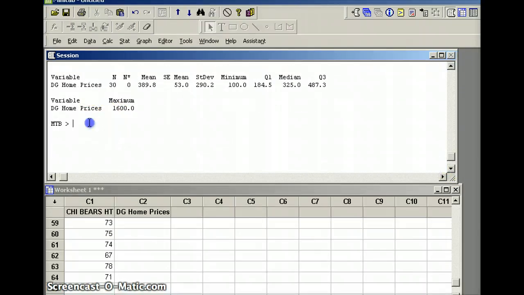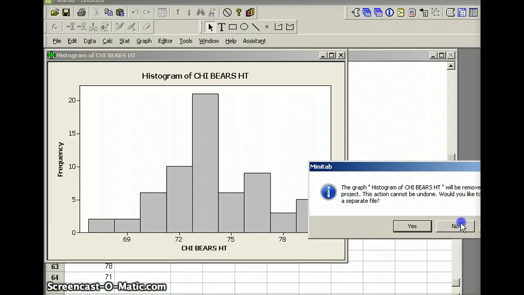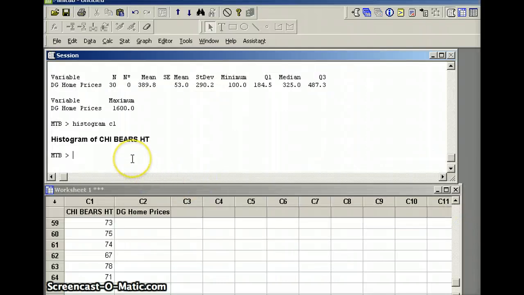Now, how can we get a feel for why that is? Let's take a look at our histogram. We can do our histogram for C1. These are the Chicago Bears heights. And you'll notice that that data set has a high point in the middle and it tails off to either side. So we would say this is a symmetric data set. But if we do a histogram for the sale prices, what will that look like? Histogram.